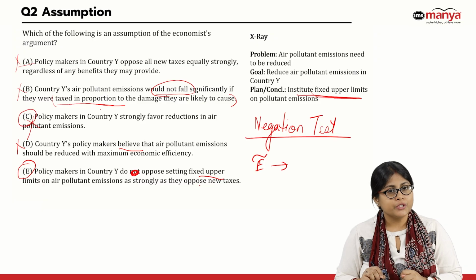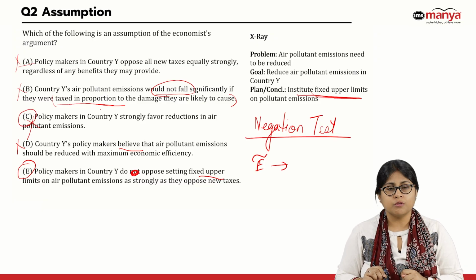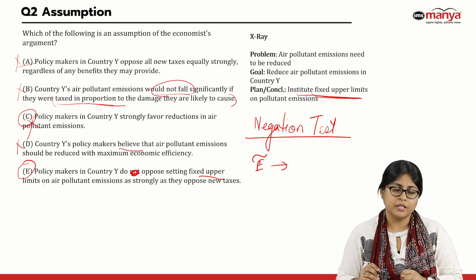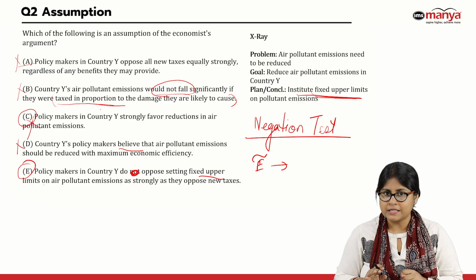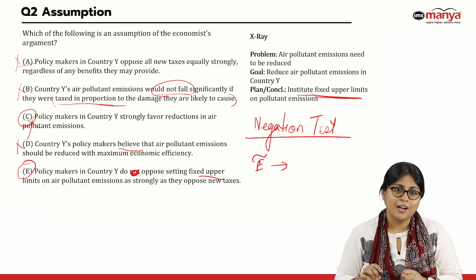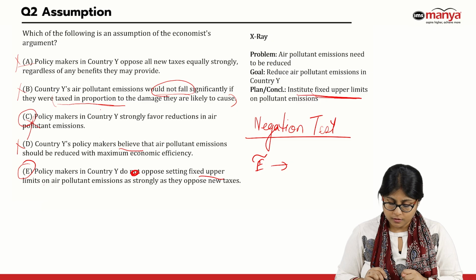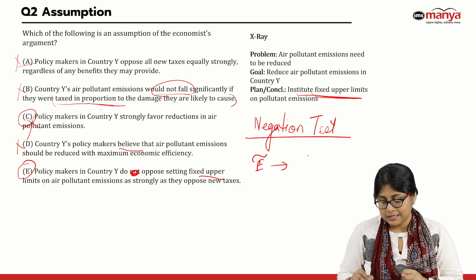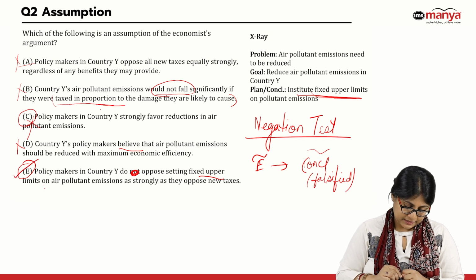Now see, they were opposing the new taxes, and hence the taxes were never really taken into the picture, or all the pollutants went untaxed, which means it never became fruitful. Similarly, if they oppose fixing upper limits, the plan of action will never be fruitful because it will not get a chance also, right? So option E upon negation simply terminates the possibility of the conclusion. Conclusion gets falsified. Hence, my correct answer has to be option E.